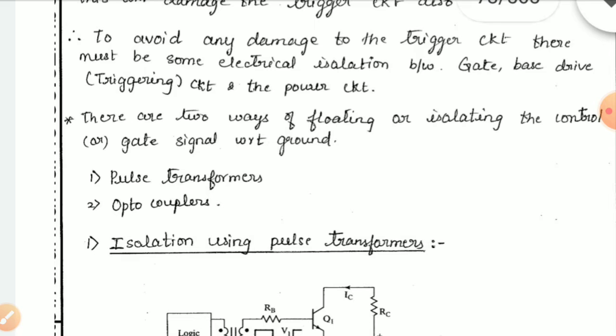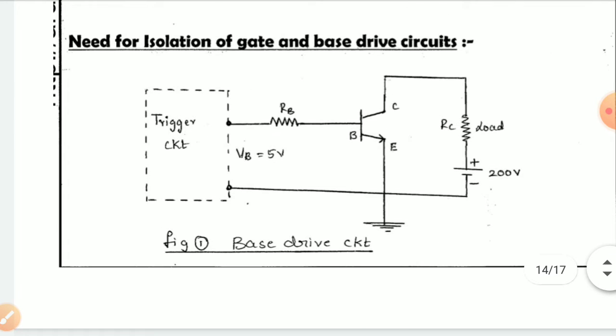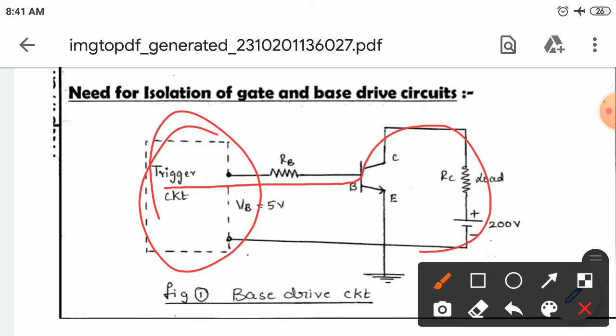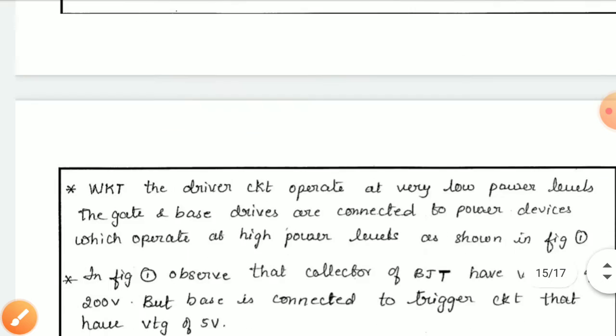To avoid any damage to the triggering circuit, you can see in this case 200 volts is applied at the collector and emitter, but the base voltage is 5 volts. If anything happens, there is a chance of reverse flow of current to the trigger circuit, and then the trigger circuit can be damaged also. To protect this, isolation is used, and that is called the isolation of gate and base drive circuit.